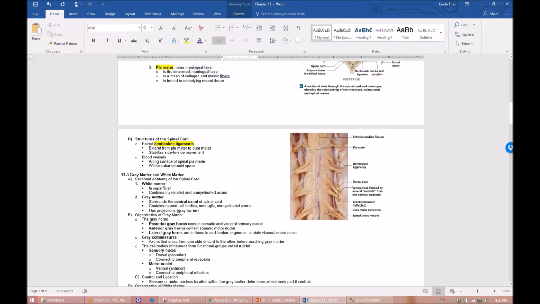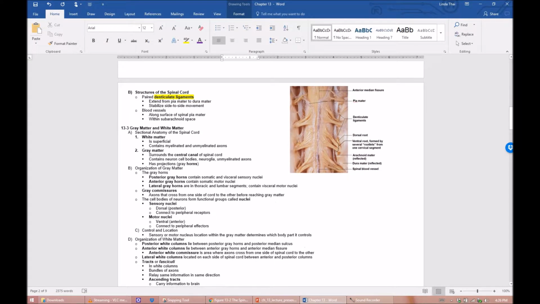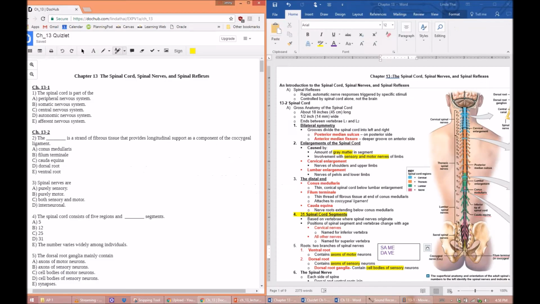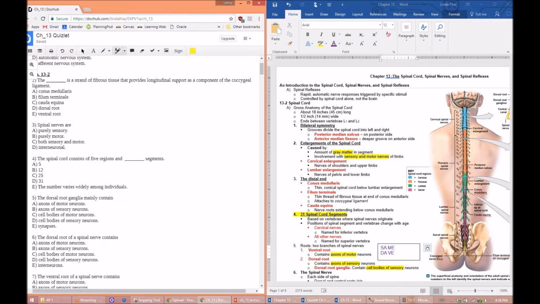The blood vessels, they are along the surface of the spinal pia mater. So here are the blood vessels. Okay, let's answer some questions. Number one, the spinal cord is part of the central nervous system, C.